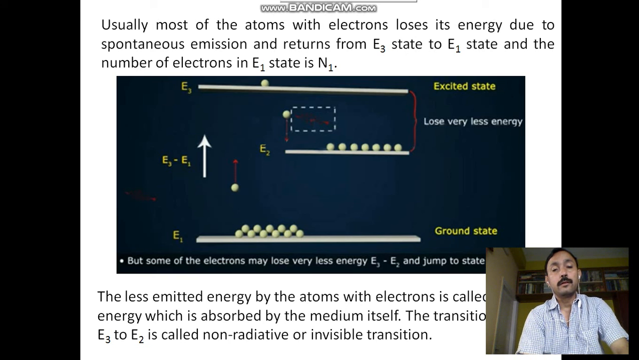So from E3 to E2, the loss of energy is very small. The small emitted energy by atoms with electrons is called thermal energy, which is absorbed by the medium itself. The transition from E3 to E2 is called non-radiative or invisible transition.